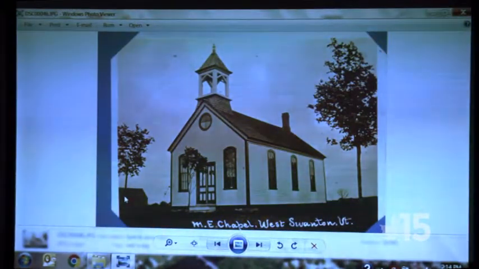A couple of other things notable about Hog Island and the name and what's in it. Historically speaking, on September 24th, 1834, a petition from Hog Island to be set off from Swanton and Highgate to form a new town called Marshfield. That contained 47 names on the petition. It never happened.